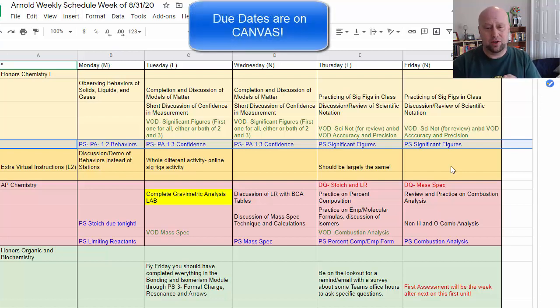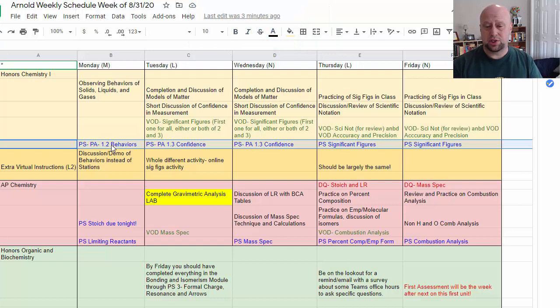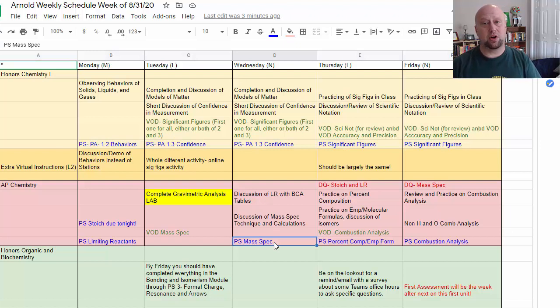And so what you see on the schedule here is the day that we're either going to be working on those things in class or the day that you should start working on them for homework. So for instance, in AP Chem on Wednesday, we're going to have a lecture. We're going to talk a little bit about mass spec, techniques and calculations. And then that evening, you're going to start practicing. You're going to start doing the problem set for mass spec. And so usually the way it lines up is we've talked about it in class, or we've done some activity, and then down at the bottom there you'll see the problem set where we're practicing that thing.